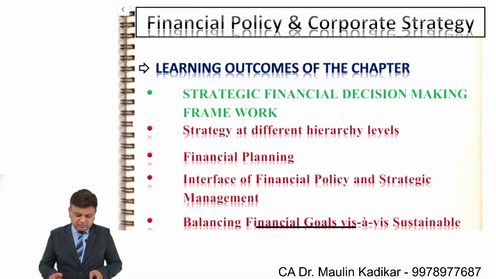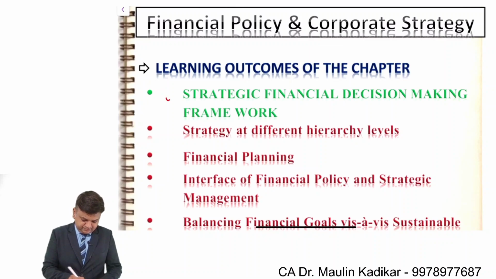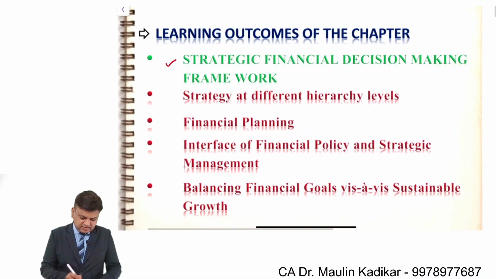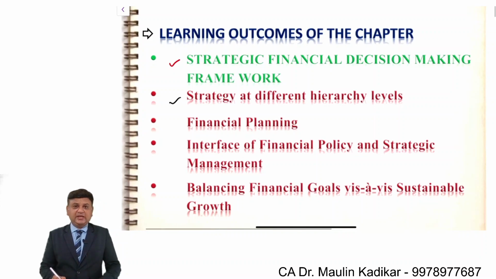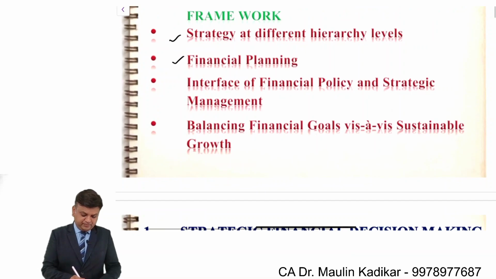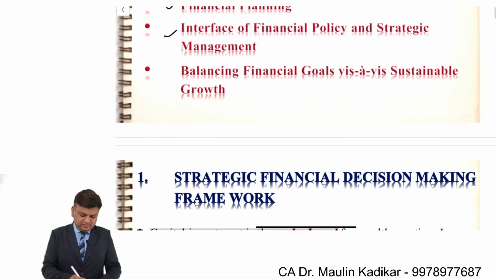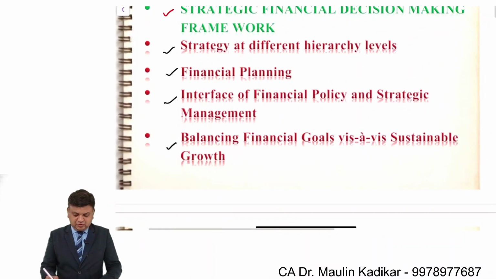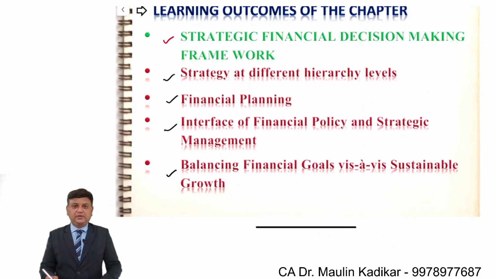So, the learning outcomes of the chapter are: strategic financial decision making framework. Next is strategy at the different hierarchy levels, financial planning, interface of the financial policy and the strategic management, balancing goal vis-a-vis sustainable growth rate.